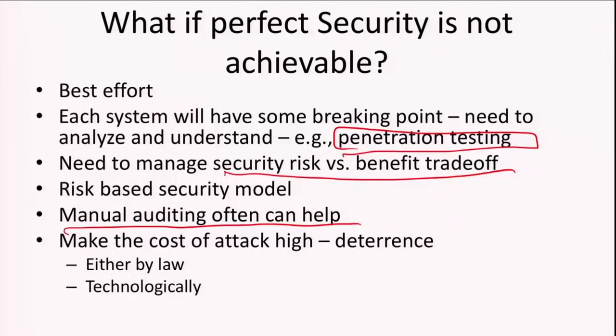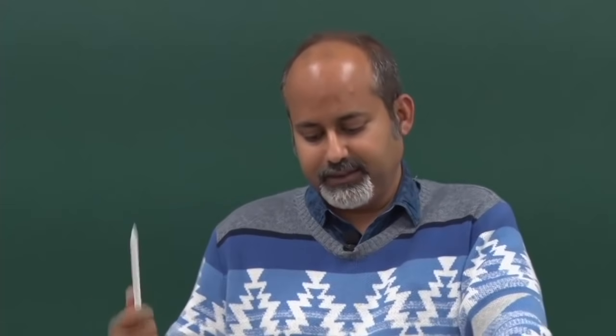And then finally, you have to make the cost of attack high. So deterrence mechanisms have to be there, either by law. You can make your law very strict, so that any cyber attacker, if caught, should be given exemplary punishment. But usually that doesn't work very well. So technologically, you have to make it very expensive, which means that your system should be so fortified that the attacker would not be able to do this at low cost. It should be very expensive for them to actually get access to your system, and we'll discuss that later.